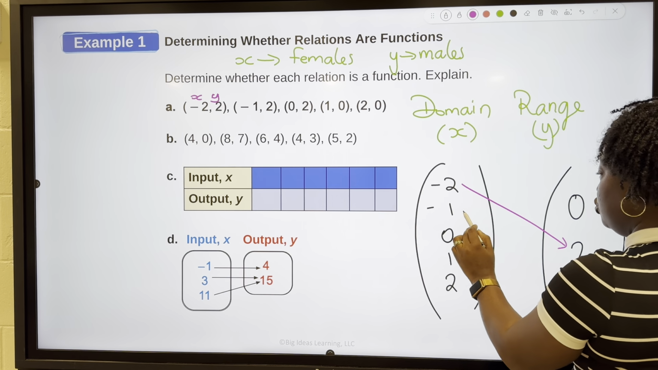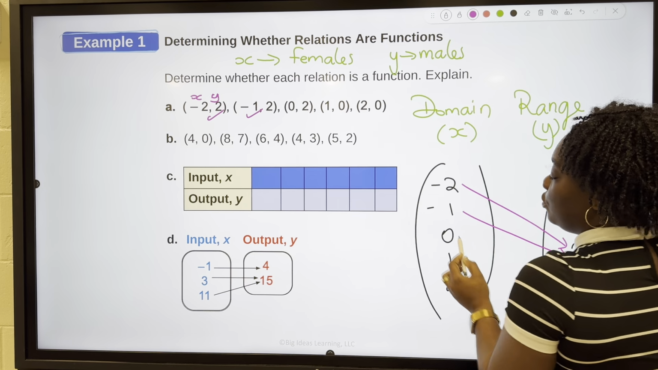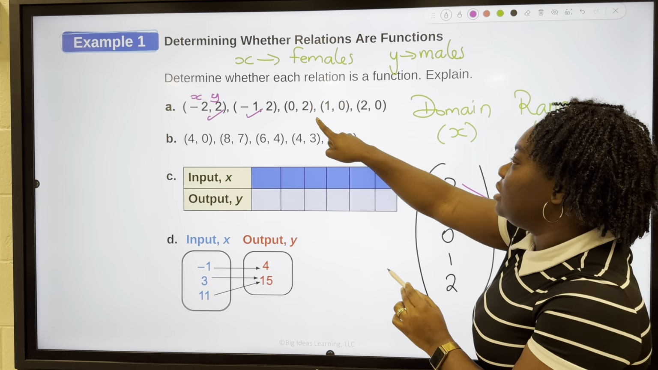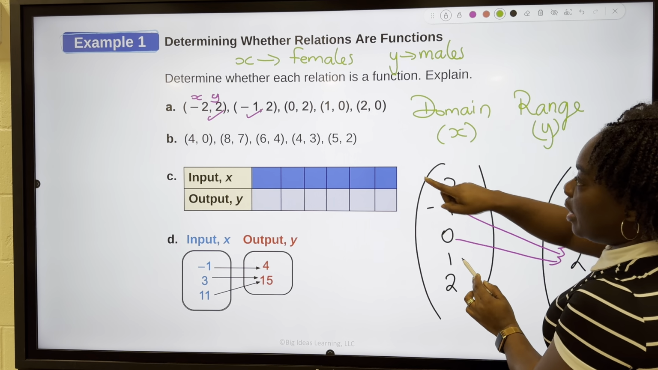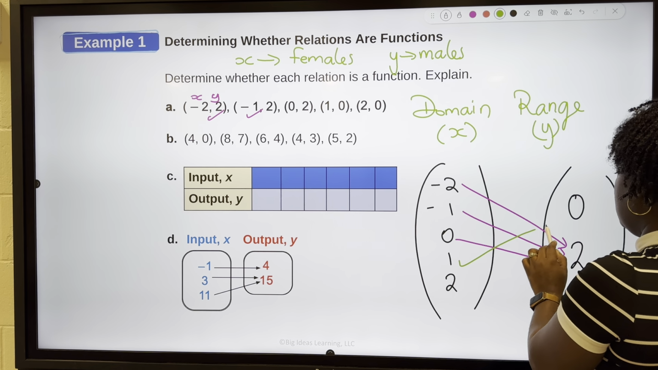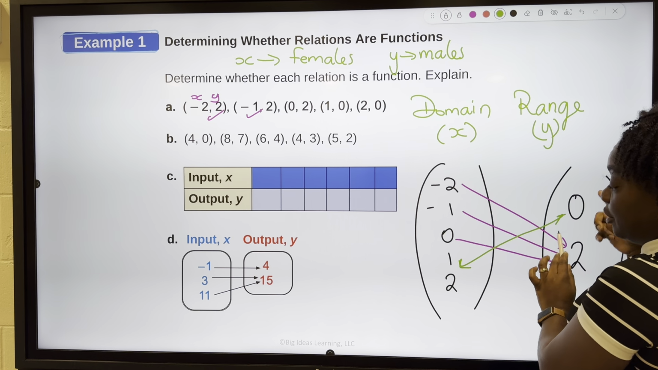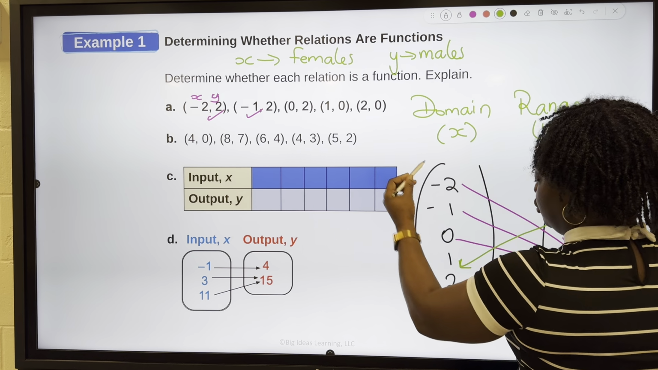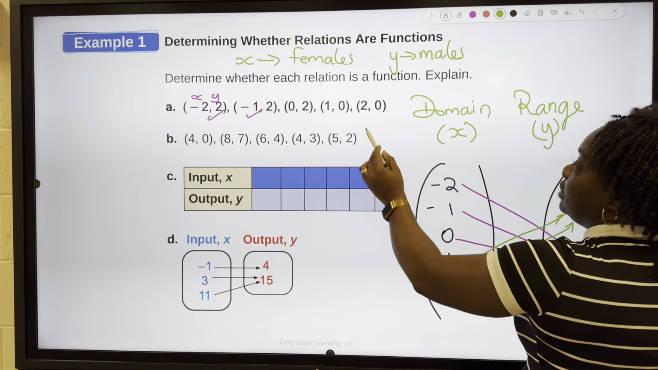-1 is married to 2 as well. So let's tick those off as we go along. 0 is married to 2. 1 is married to 0, and 2 is also married to 0.